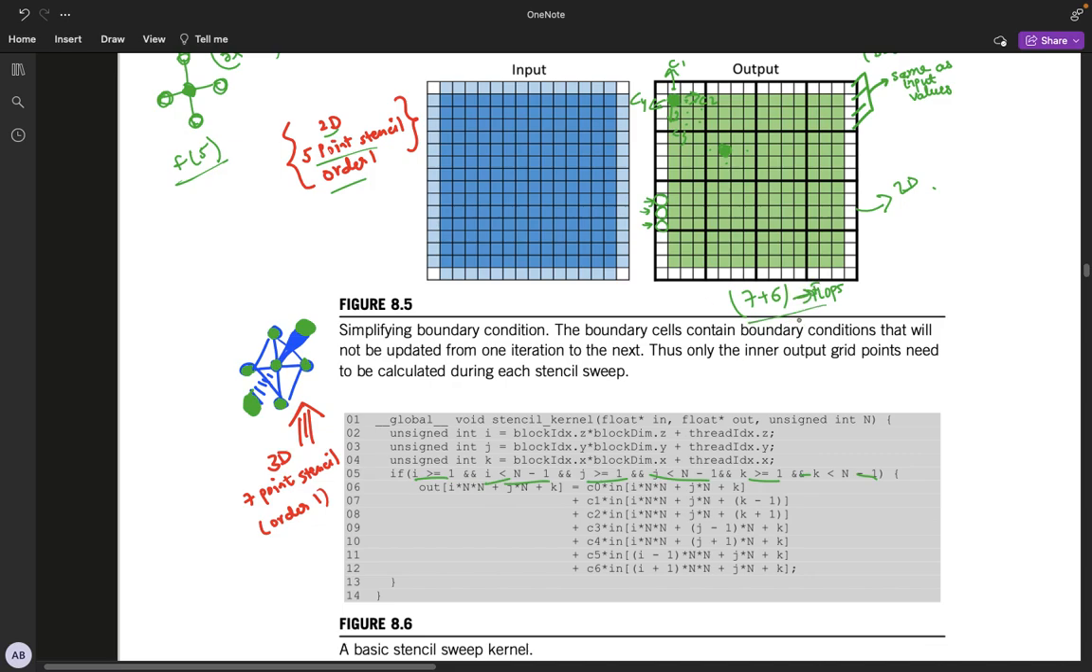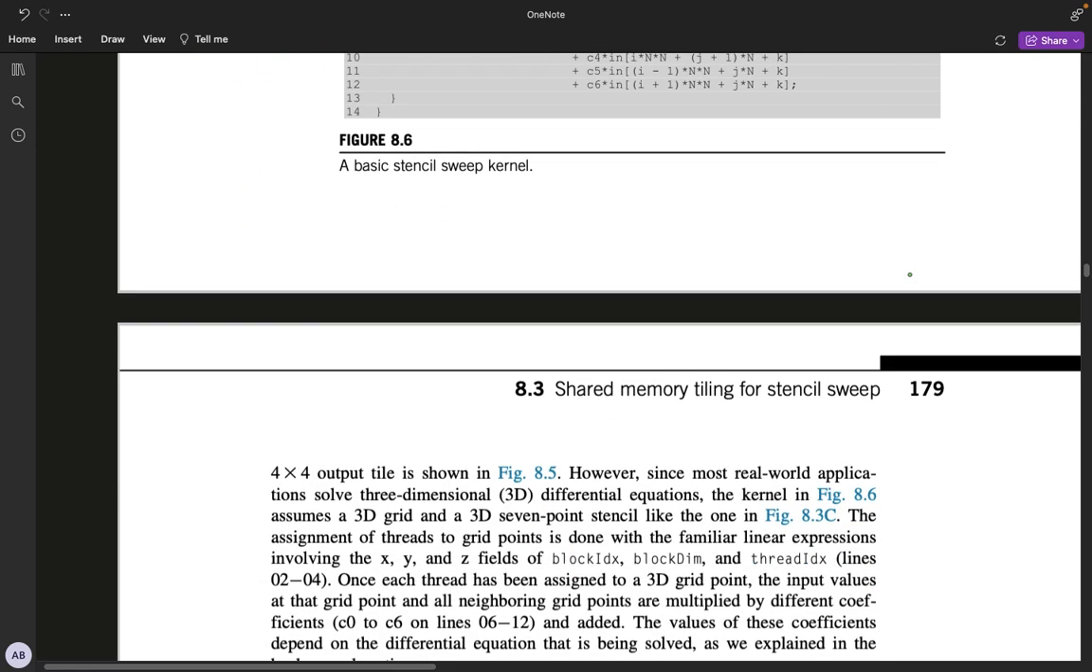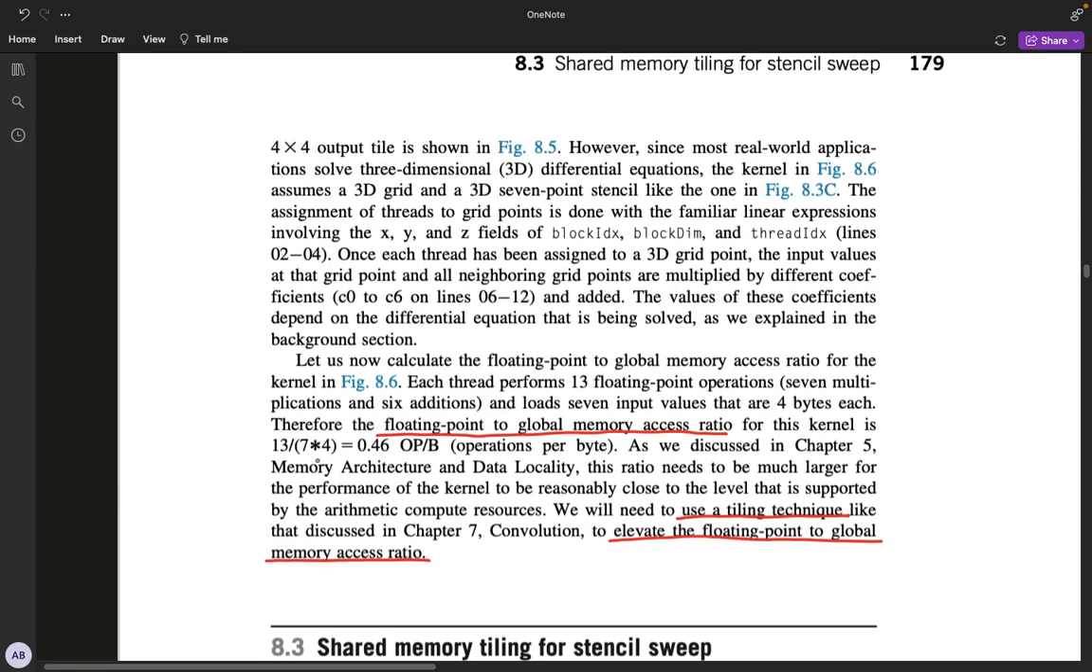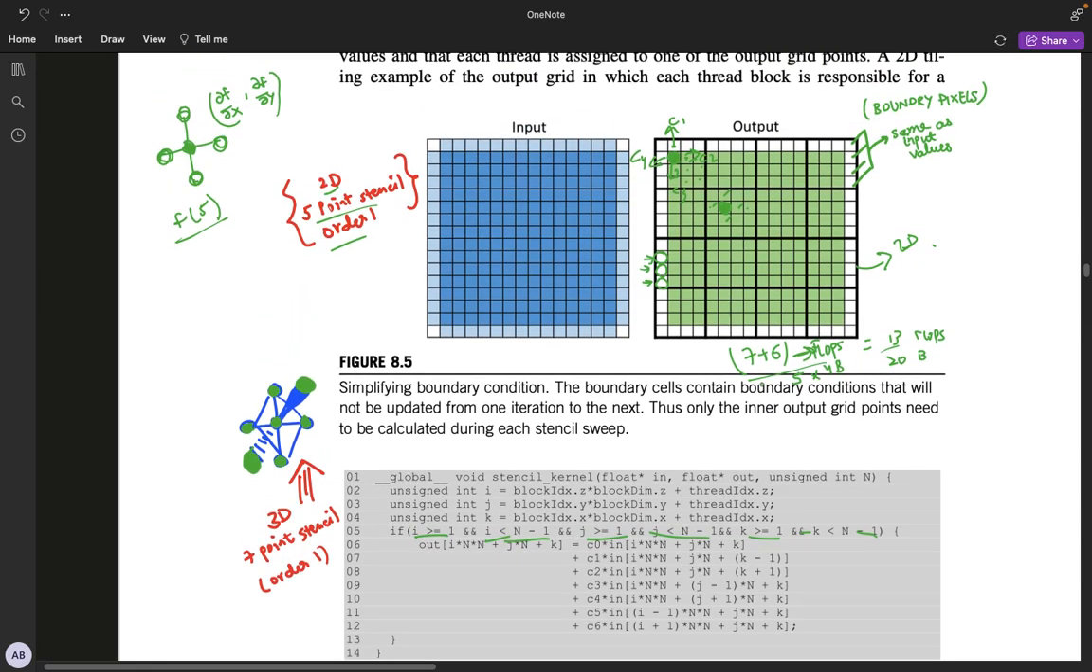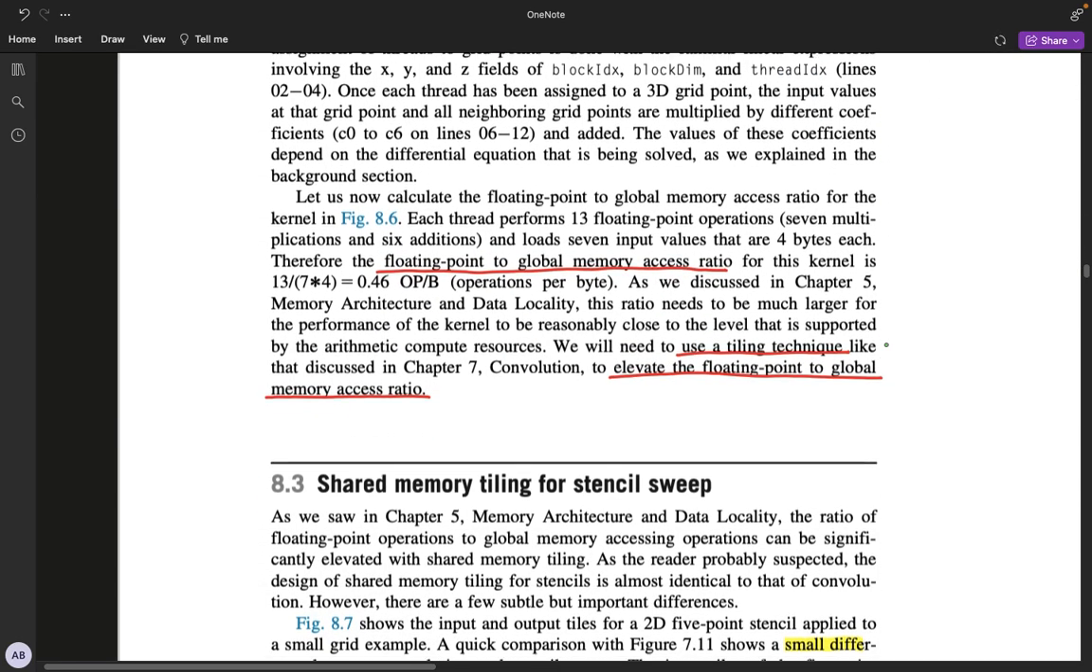bandwidth, the memory transfers. So how many memory transfers from global memory does this particular thread require? It requires 1, 2, 3, 4, 5, right? So 5 into 4 bytes, which is 13 by 20 flops per byte. Wait, 7 into 4? Oh yeah, sorry. The 5 is for the 2 dimensional case. For the 3 dimensional case it will be 7. So 13 by 28 flops per byte, which is pretty low. We want this to be higher.